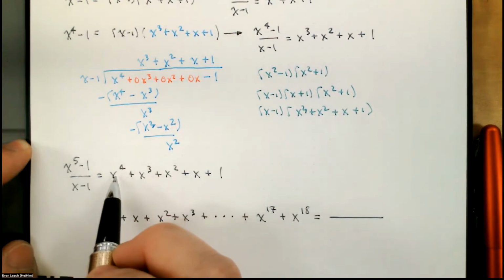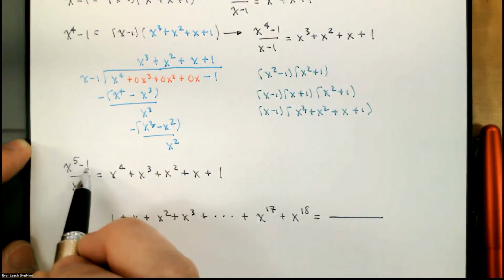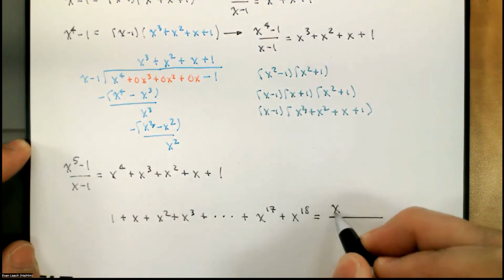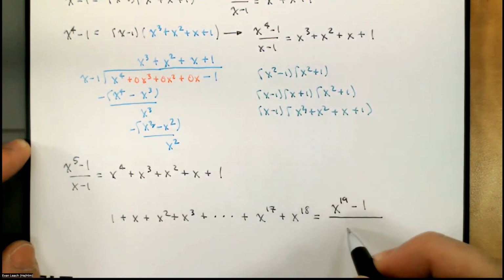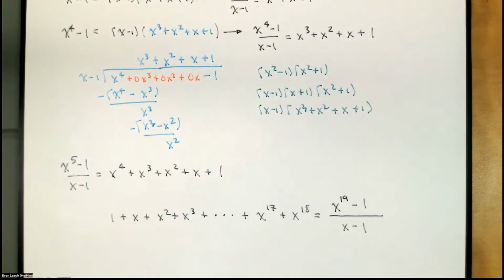The 4, x to the fourth, x to the third, x squared, x and 1 has an x to the fifth minus 1 over x minus 1. So this is going to be an x to the 19 minus 1 over x minus 1. So rather than typing in 18 terms or 19 terms down here, I can just type these two and divide. That is pretty cool.